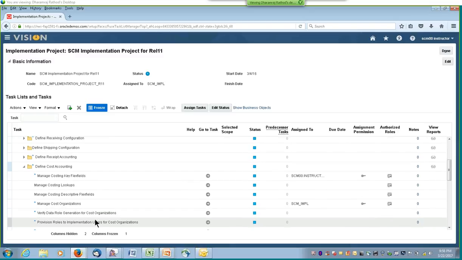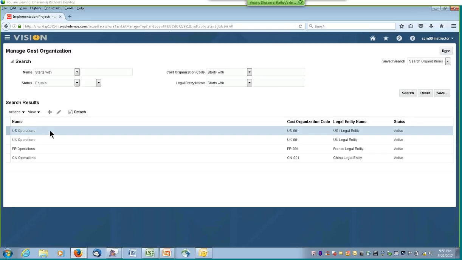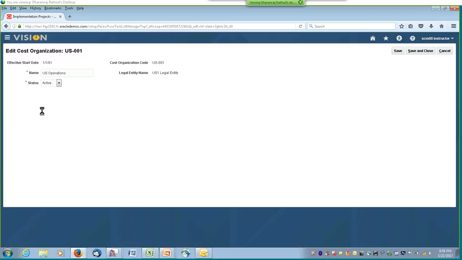So let's talk about how you create the cost organization first. Go over this task called manage cost organization. You could create a new cost organization, or you can convert the existing organization into the cost organization. So this is one which I would be referring. So I'll do an edit of it. And once I edit, it's very simple to create the cost organization.